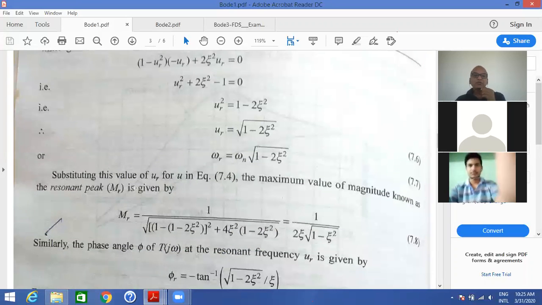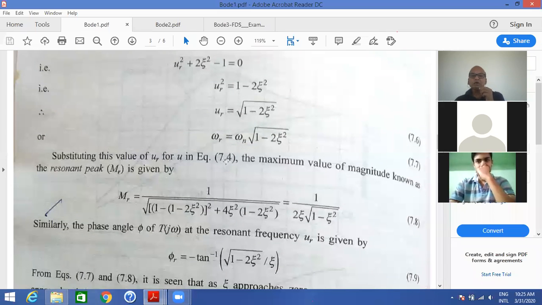Similarly, if you substitute this value of UR at U equal to UR, the maximum value of this magnitude is known as the resonant peak. The resonant peak is nothing but the magnitude at the frequency at which the magnitude has a peak value. At U equal to UR, omega R is equal to omega n into under root 1 minus twice zeta square. We substitute this value of UR for U, and the maximum value of the magnitude is known as the resonant peak. This is another frequency domain specification or design parameter in the frequency analysis.